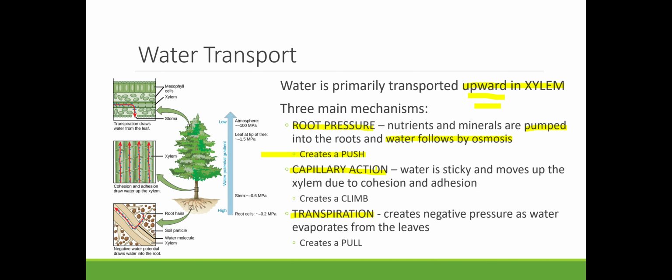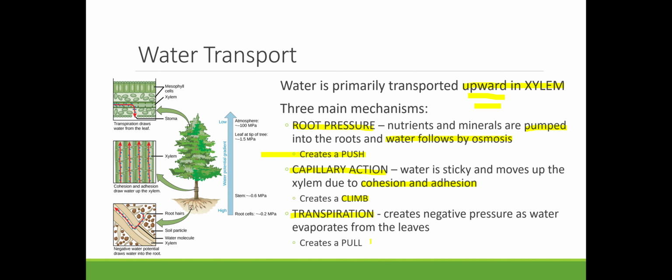Now, the second mechanism is called capillary action. And way back in the beginning of the year, we learned that water is sticky. Water demonstrates these properties of cohesion and adhesion. So water is not only going to stick to water, that's cohesion, but water also sticks to other things, and that's adhesion. So water will naturally climb tubes. Okay, that's called capillary action. And it's because of the stickiness of water. It sticks to itself and it sticks to the sides of the plant vessels, so it will naturally climb those vessels. Okay, so there's our push and there's our climb.